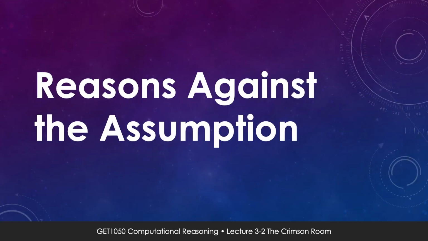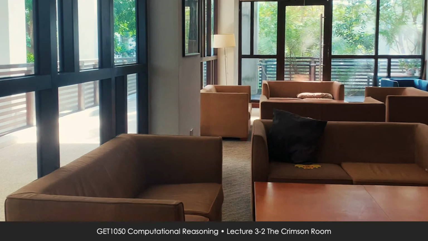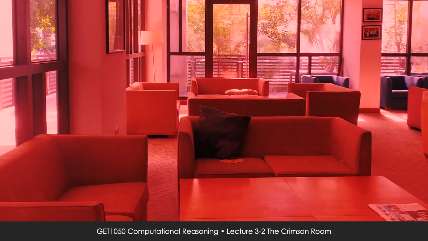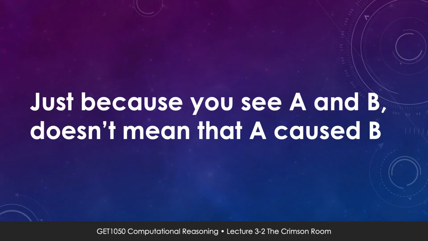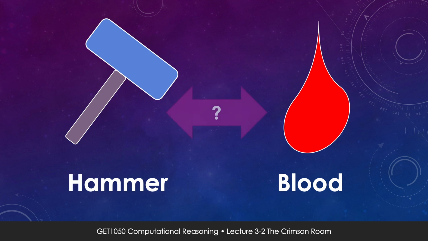Now, let's examine the arguments against this assumption, against this premise, so that we have reason to doubt it. For starters, it was a gruesome murder, right? So sure, there's blood on the hammer, but if you think about it, there's blood everywhere, right? So what's the moral of the story? Just because you see A and you see B doesn't mean that A caused B. Just because I see hammer and I see blood doesn't mean that the hammer caused blood to appear. It doesn't mean that the hammer was the murder weapon.